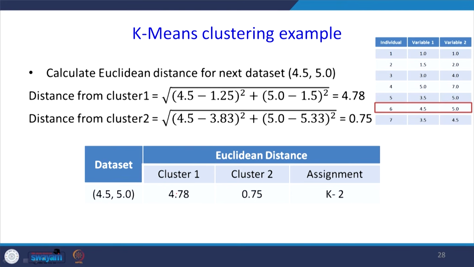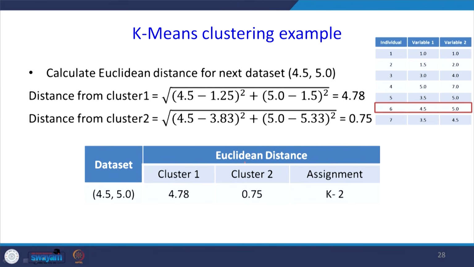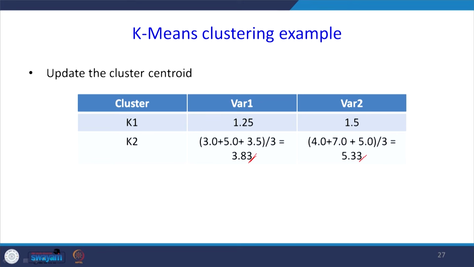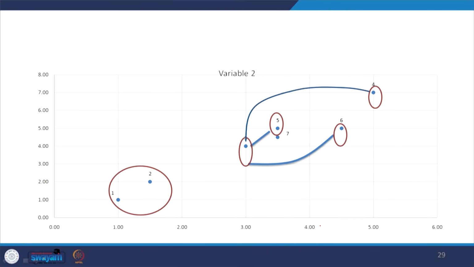Now, from cluster 2, let us see how much distance: 4.5 minus 3.83. How did we get 3.83? Because we have updated the centroid of cluster 2. So, 3.83 whole square plus 5 minus 5.33, whole square. How did we get 5.33? From the updated centroid. So, the distance is this one. By looking at the table, this data point is closer to cluster 2, so we will assign it to K2.